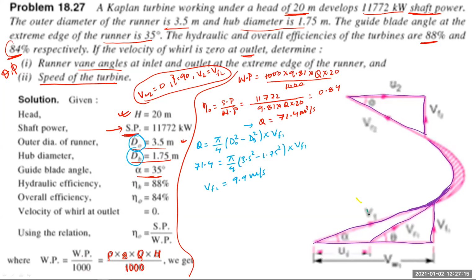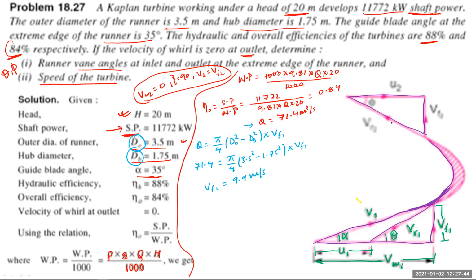Okay, this will be your V1. This will be your alpha angle. This is your theta. Theta is with your relative velocity. This is your U1 from here up to this portion. The horizontal component of V1 will give you the whirl component, that is your VW1, and the vertical component VF1 from here up to here.